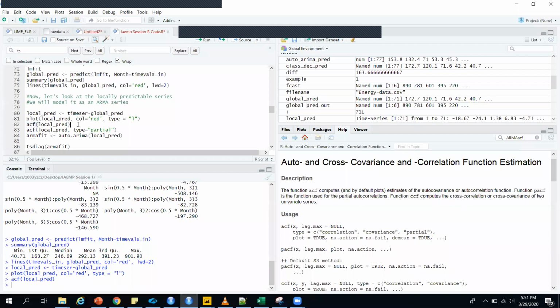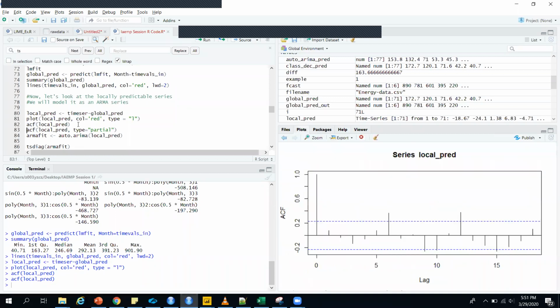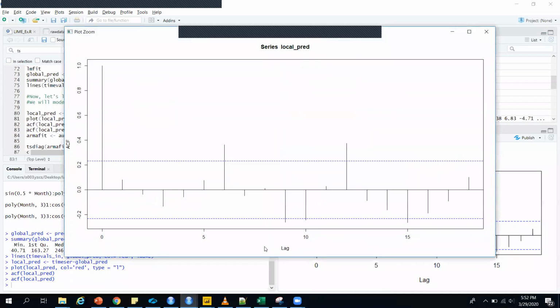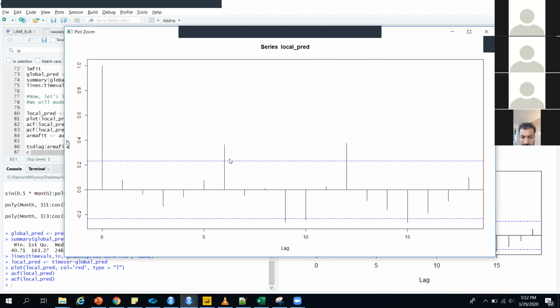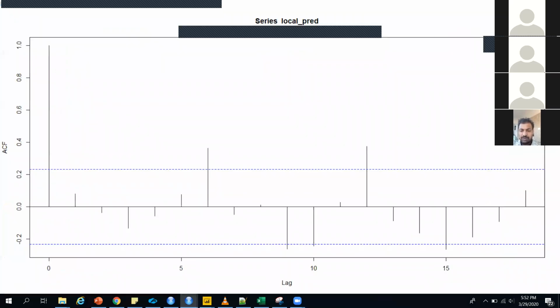What I am seeing here is the autocorrelation of whatever values I'm getting. There are parameters called lag values, and the blue line is the limit. When it crosses the limit, this is something we have to address, and this has to be brought down.